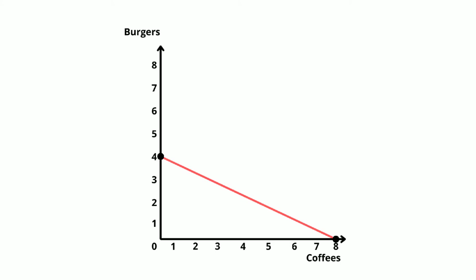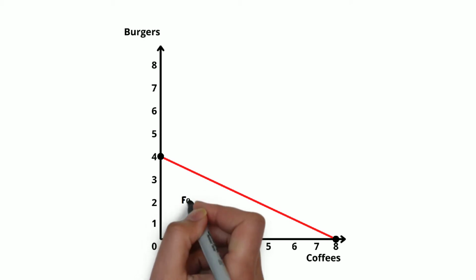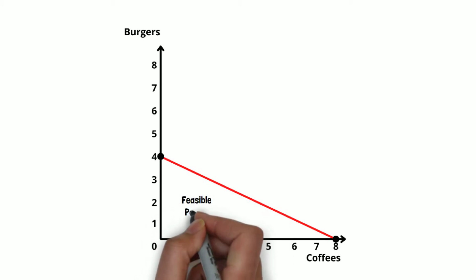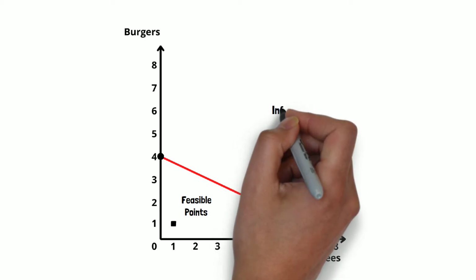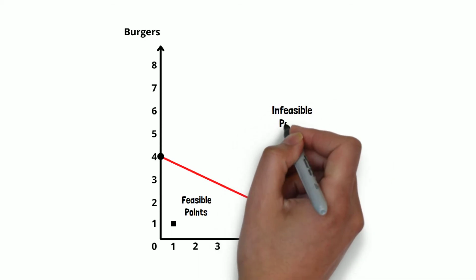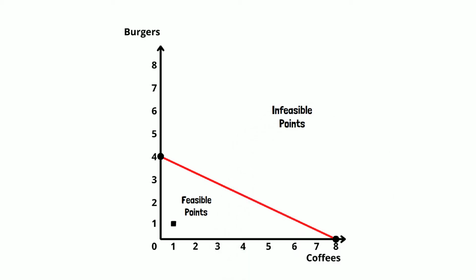The budget constraint represents all combinations of burgers and coffee you can afford per week when you spend all of your money. Every point to the left of the budget constraint is called a feasible point, meaning that you have enough money to buy these combinations of burgers and coffee. An example of this is 1 burger and 1 coffee. Every point to the right of the budget constraint is called an infeasible point, meaning that you don't have enough money to buy those combinations of burgers and coffee. An example of this is 5 burgers and 5 coffees.